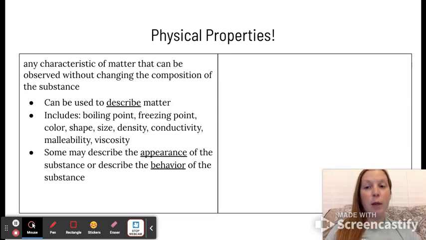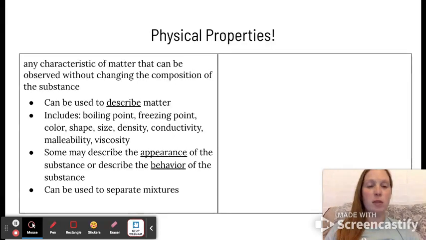Some may describe the appearance of a substance or the behavior of a substance. So behavior would be like conductivity, malleability, ductility, viscosity. Appearance would be size, shape, color, those kinds of things.